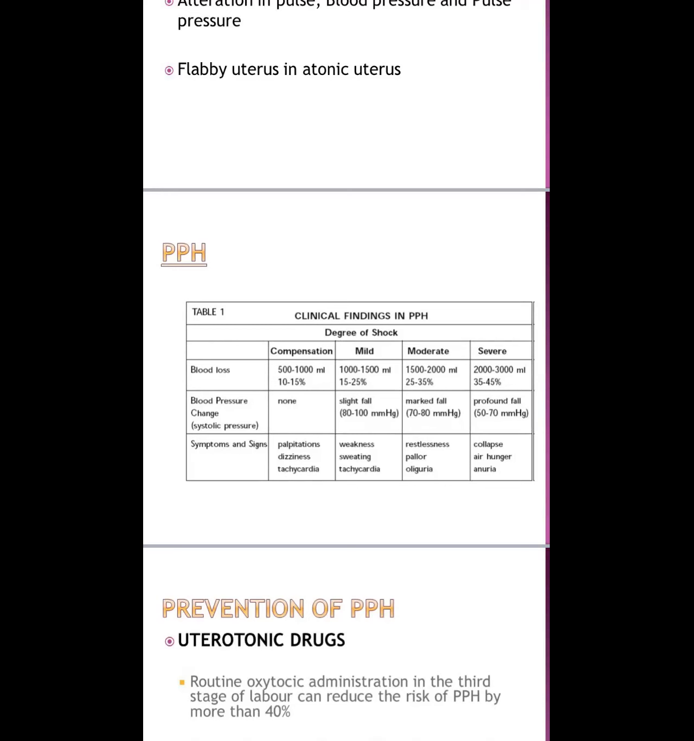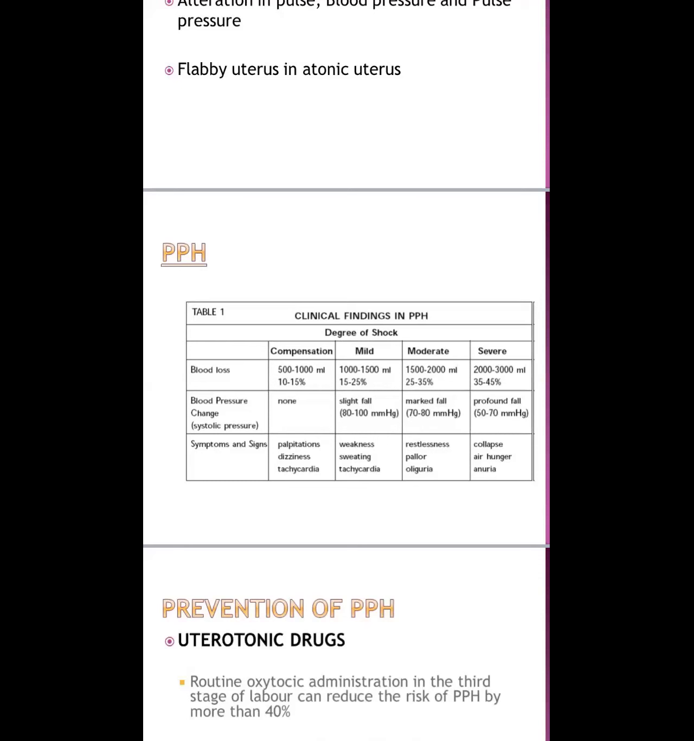In mild shock, there is 1000 to 1500 ml of blood loss, which is 15 to 25%. There is a slight fall in blood pressure, which might be 80 to 100 millimeters of mercury, and the patient complains of weakness, might have sweating, and is tachycardic. In moderate shock, this is 1500 to 2000 ml of blood loss, with a marked fall in blood pressure, like 70 to 80. The patient is restless, clinically pale, and has oliguria.